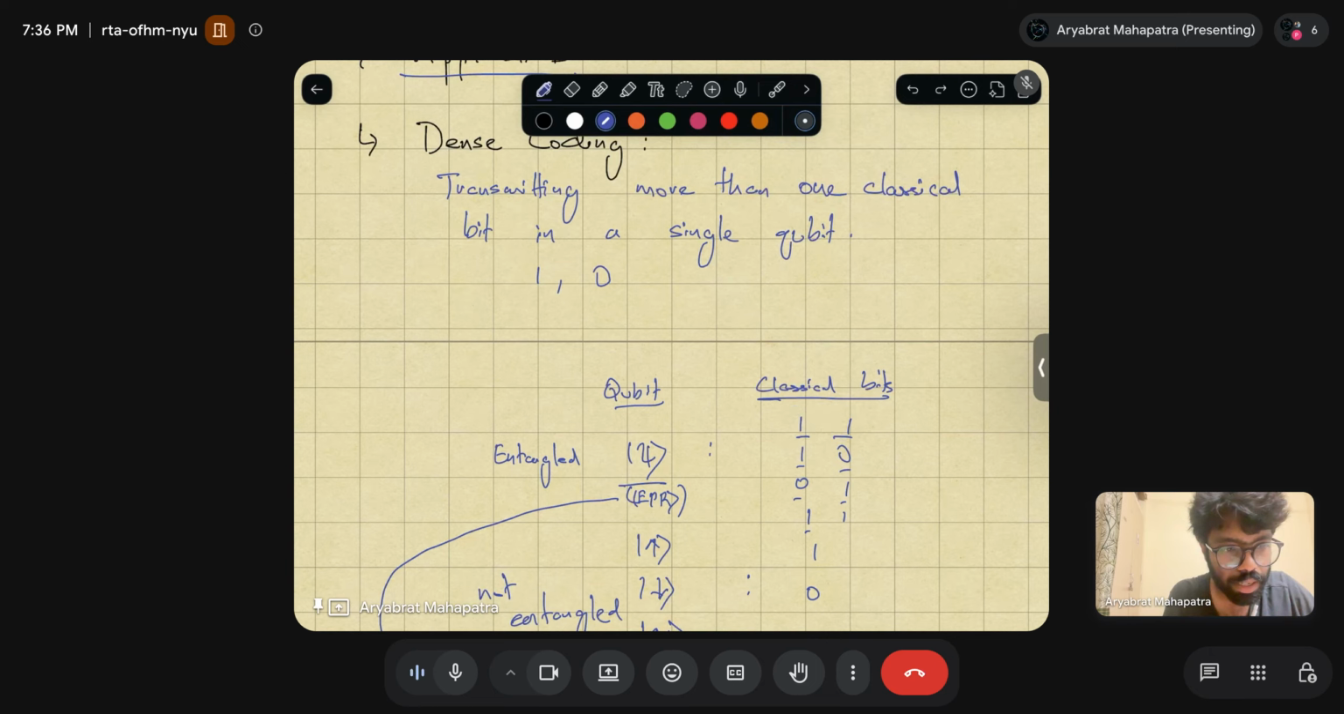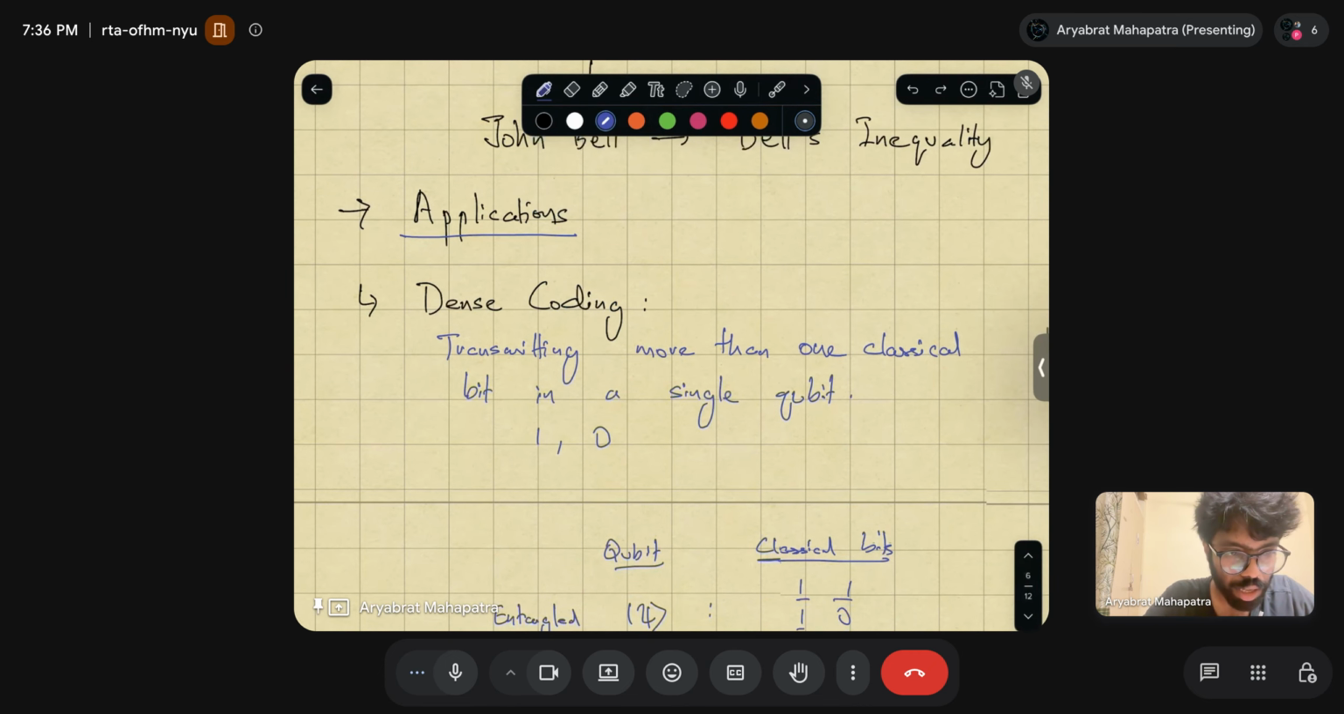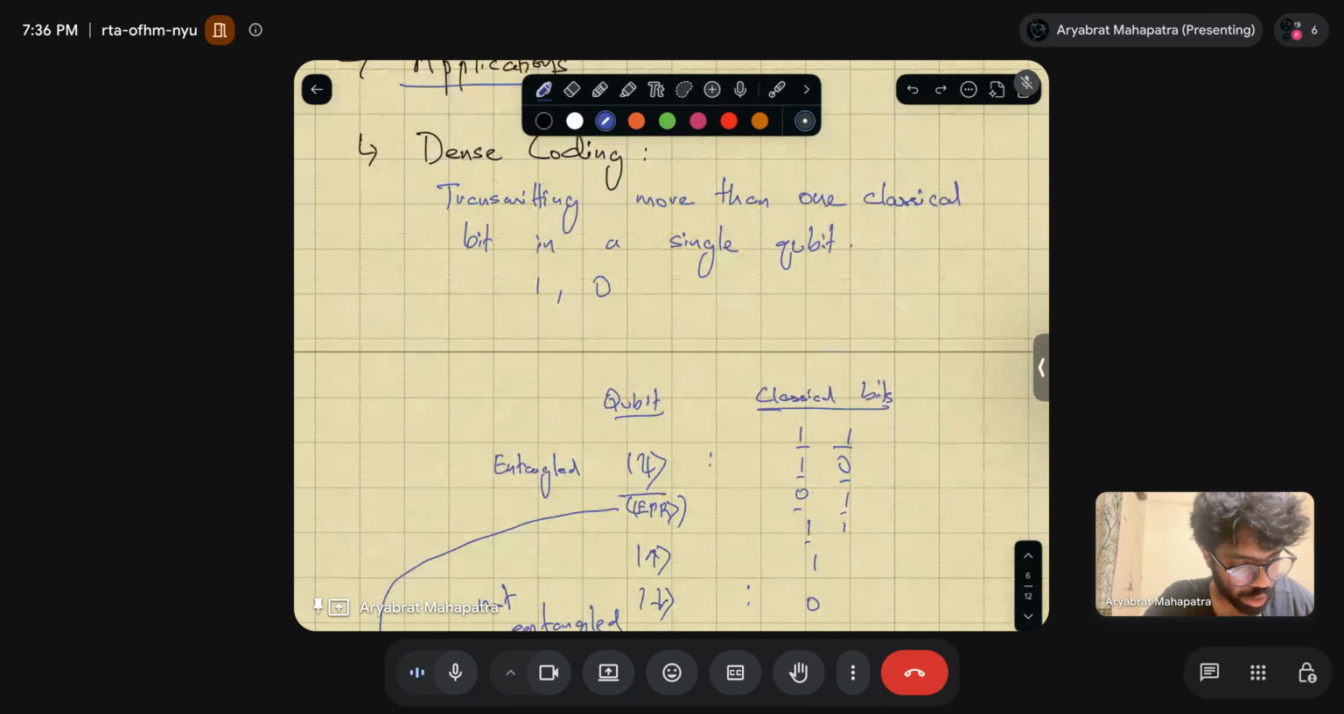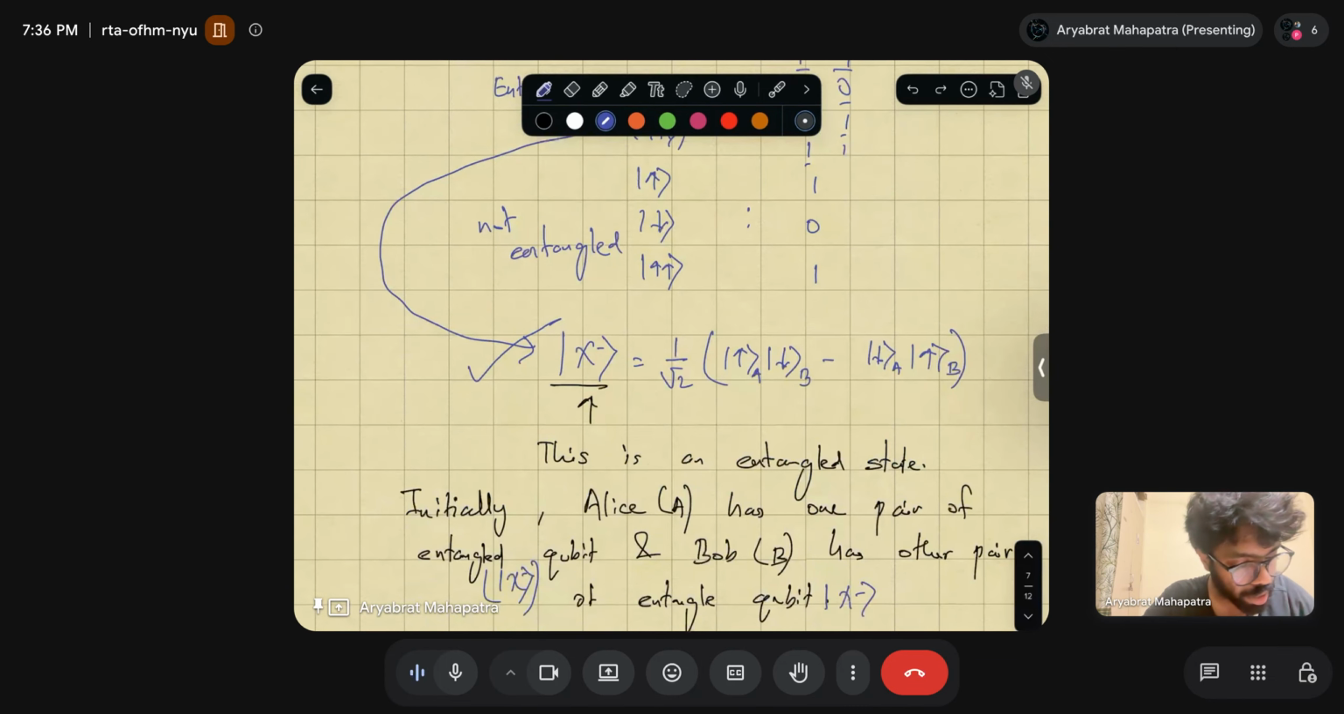Classically, if I send you 1 bit of information, it means I have sent either 1 or 0, because I have sent only 1 bit. For example, you will say I have only 1 bit of information in my drive, that is either 0 or 1. But here in dense coding, we can send at least, in this case, in the EPR state, more. This is the EPR state, which we are calling the entangled state.